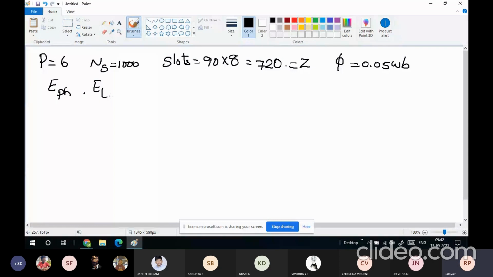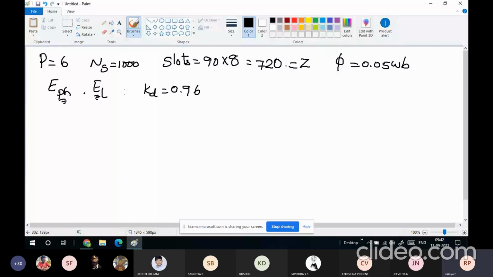Calculate the voltage generated by the machine if the machine factor is 0.96. Machine factor is nothing but here Kd, it is 0.96, and a phase value. So here they have asked you to calculate even the phase value, that is E phase. E phase and EL both they have asked you. Now calculator. These are the given data.